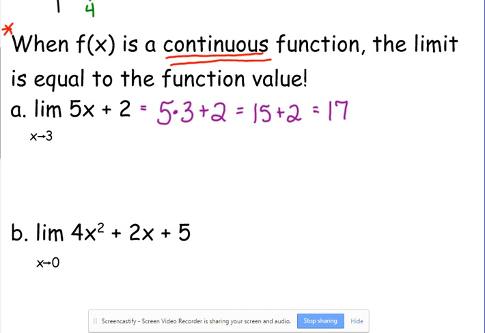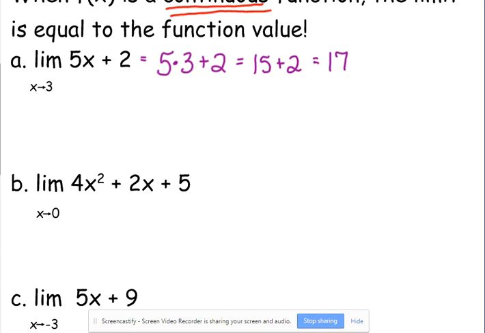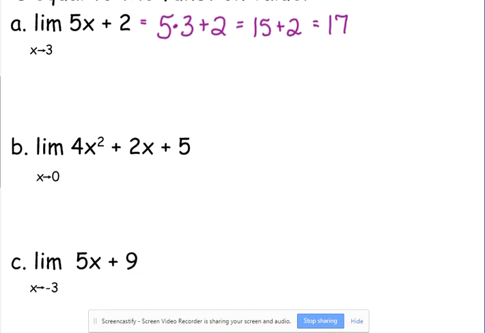So 5 times 3, of course, is 15, plus 2 is 17. That is the limit of this function as we approach 3. If we were approaching a different x value, obviously the answer would be different. Now, I know that probably sounds like a very obvious statement, but I've had that question before. So it depends on what x value you are approaching.